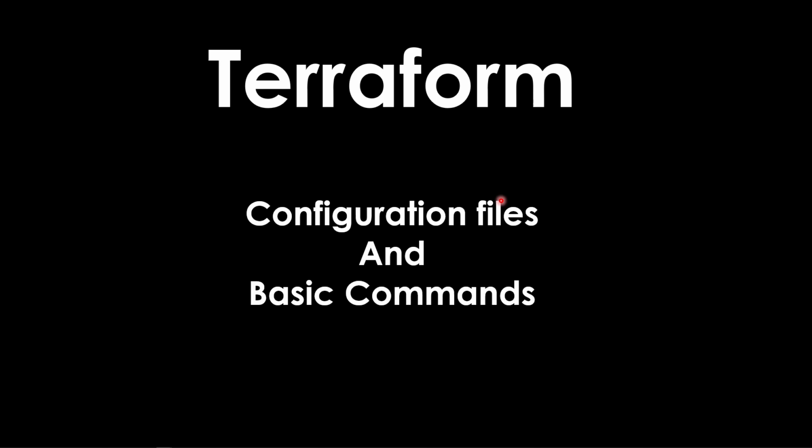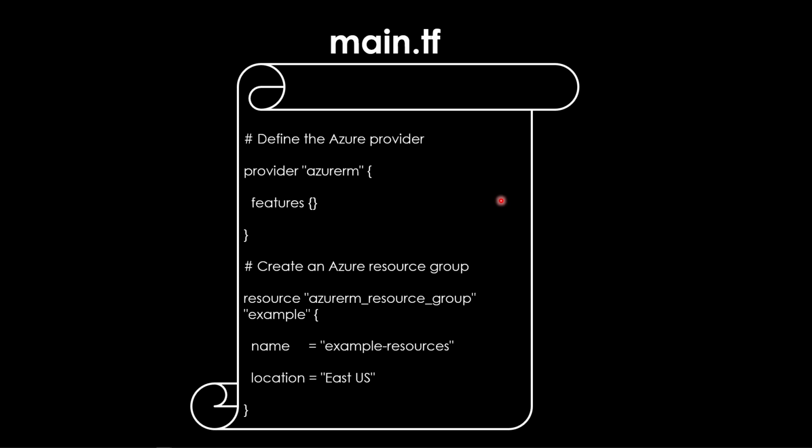The first file that we will discuss is main.tf. This is the main configuration file where you define the infrastructure resources you want to provision. Here you will specify providers, resources, and any other settings necessary for your infrastructure.